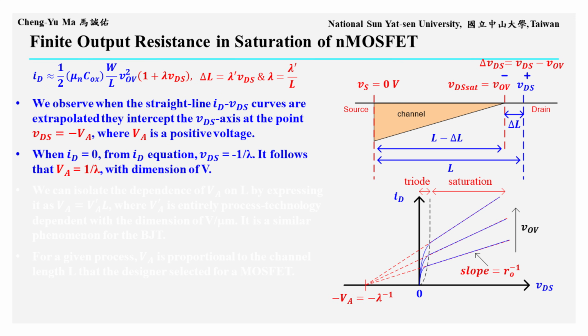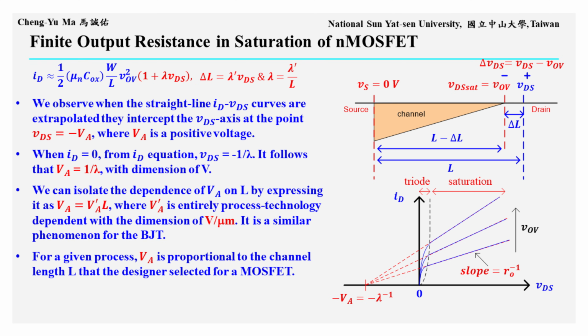If we extrapolate the straight line portion of the saturation region ID versus VDS curves back to the VDS axis, the curves intercept the axis at -1 over lambda. This behavior is similar to the early effect in BJT devices. Therefore, channel length modulation in a MOSFET is often called the MOSFET early effect. The value 1 over lambda is defined as the MOSFET early voltage, VA. VA is positive and has units of volts.